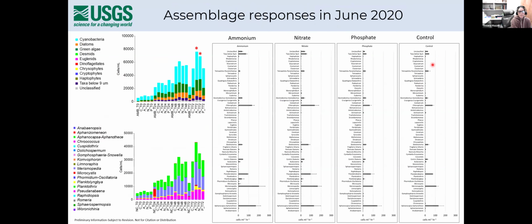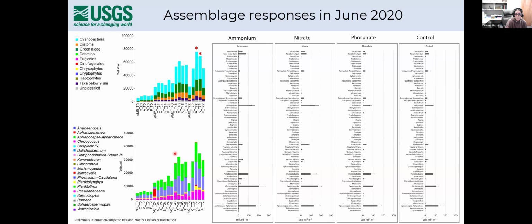This is the assemblage responses just for the June 2020 experiment, where we saw the greatest effects. And here we can see that cyanos, green algae, and diatoms were the dominant phytoplankton in June. And then the dominant cyanobacteria, similar to Lake Okeechobee that I showed you before, were Aphanocapsa, Merismopedia, and Planktolyngbya.